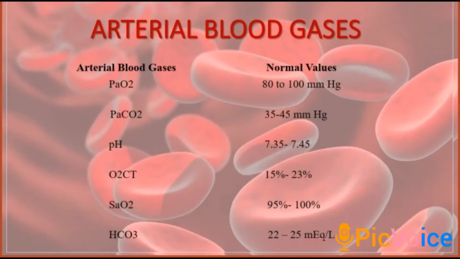The O2 CT, which is the oxygen content, is usually 15% to 23%. The SaO2, or oxygen saturation, is 95% to 100%. The HCO3, or bicarbonate, is 22 to 25 milliequivalents per liter.